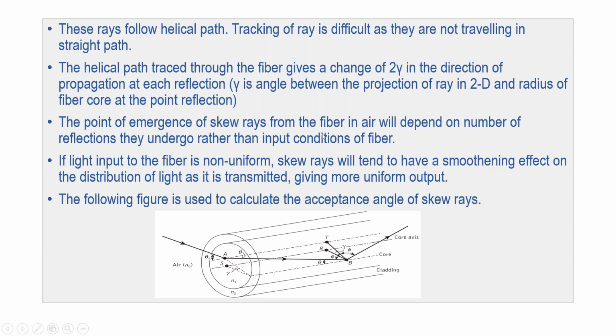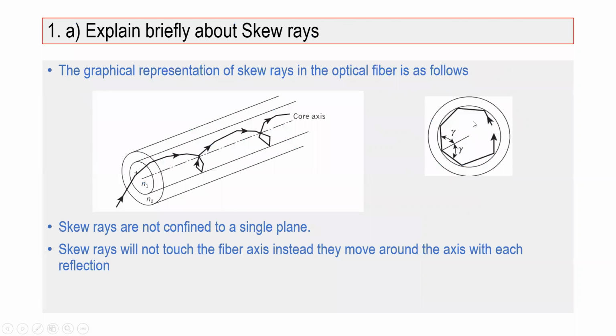The point of emergence of skew rays from the fiber in air will depend on the number of reflections they undergo rather than input conditions of the fiber. Here, what we mean by point of emergence is the point where the light ray is coming out of the fiber. If the fiber is ending over here, then this is the point where it is coming out and it is known as your point of emergence. Okay, this emergence depends on the number of reflections it has undergone. Let me say if the fiber ends over here, instead of this reflection, it has ended over here, then your light ray will be traveling in this direction.